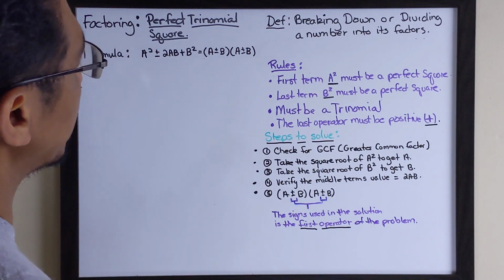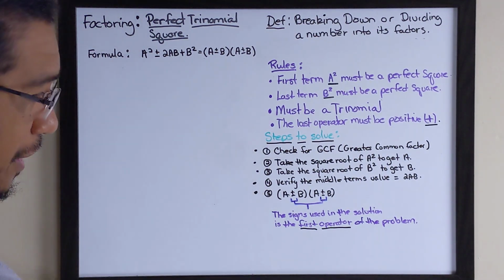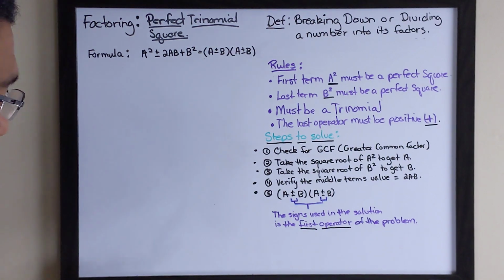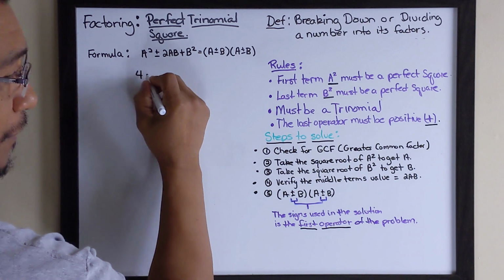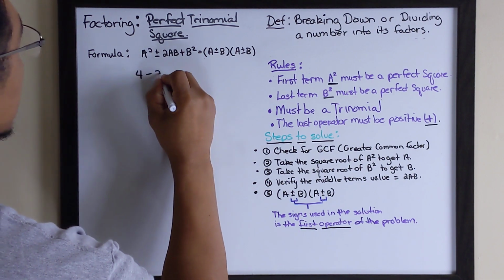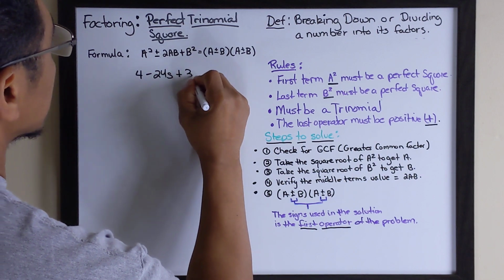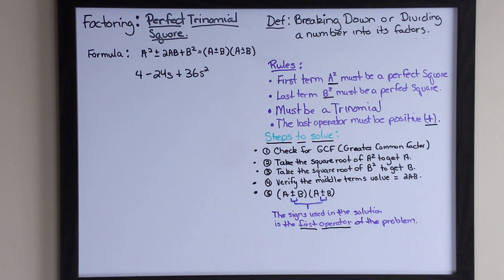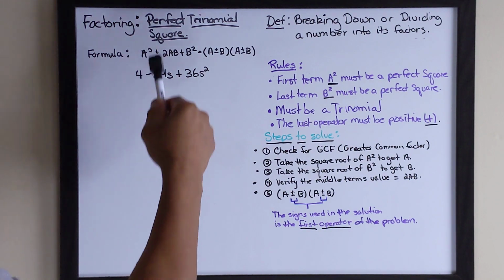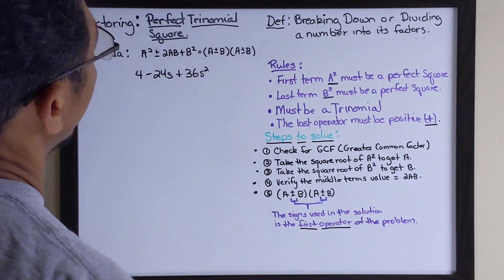So let's look at an example, and then when we work the example, we're going to look at these steps on how to solve that example. The example we're going to do today is 4 minus 24s plus 36s squared. Now, before we can apply perfect trinomial square factoring to this, we got to check to see if it fits our rules.